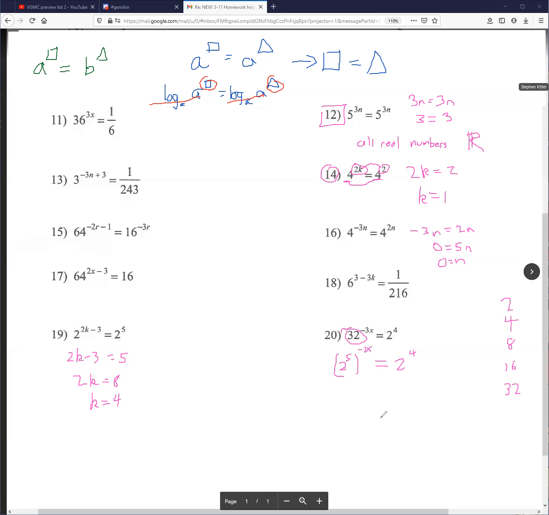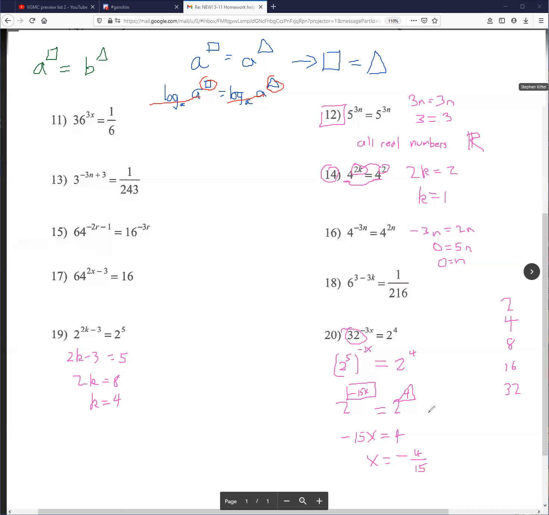And now we're going to use our exponent properties. Power to a power means we multiply. So this is 2 to the negative 15x is equal to 2 to the fourth. Okay, true or false? This now looks like the problems we did before because now the bases match. So now our square equals our triangle, and negative 15x equals 4. So x is equal to negative 4 over 15. And we're done. Oh, is that simple, huh?